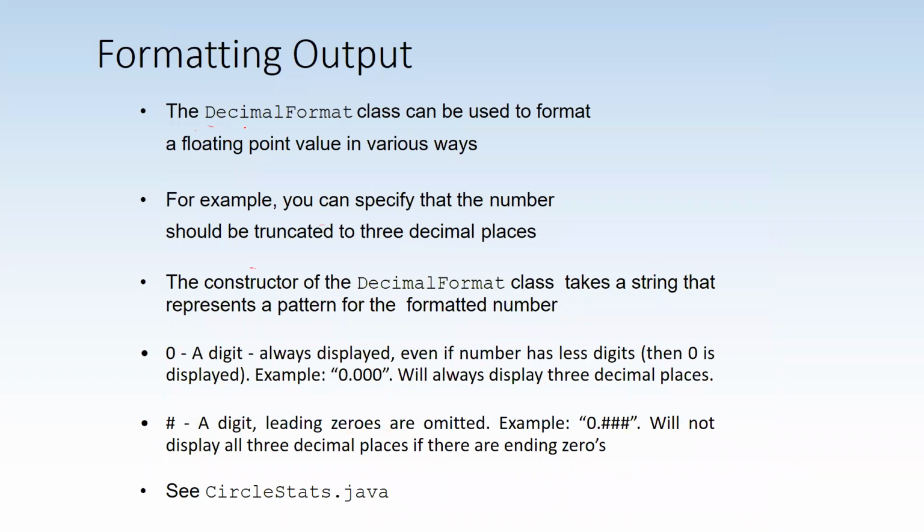So this is the decimal format class, and we use it to format floating point values. So you can specify that the number should be truncated to 3 decimal places. So this is used to really format decimal places. I gave you a specific explanation here. If you use a 0 in the pattern, it will always be displayed, even if the number has fewer digits. It should be fewer, that's the correct grammar. When you use a pound sign, the 0 will be omitted. Okay, this is the pattern.